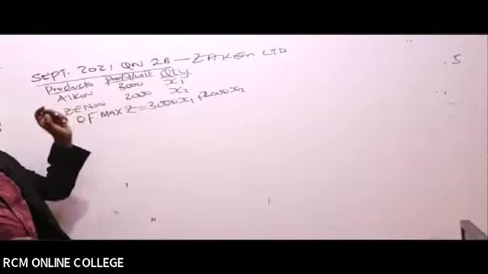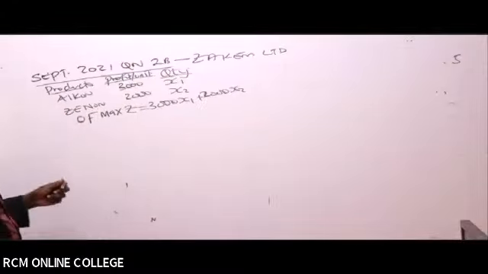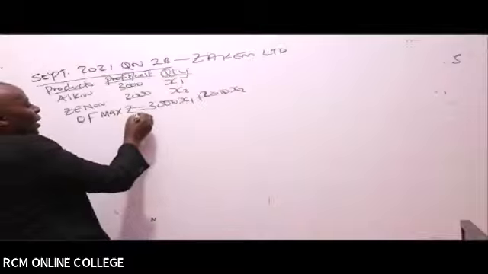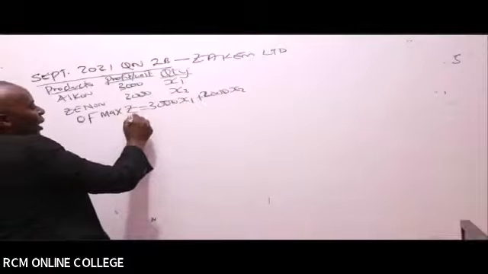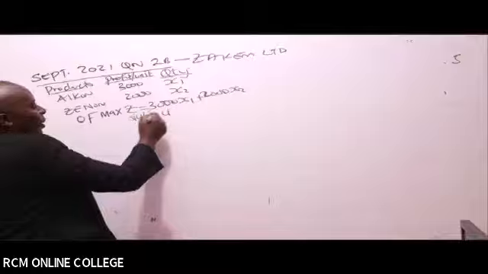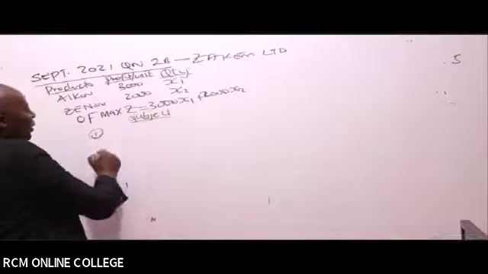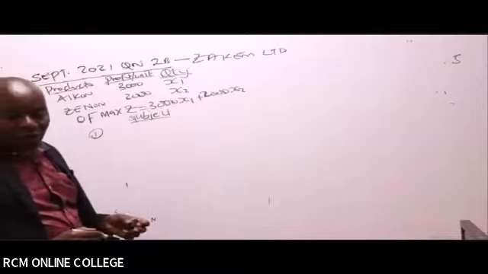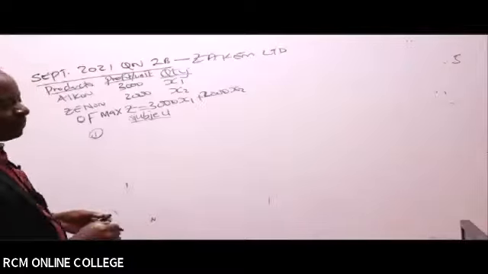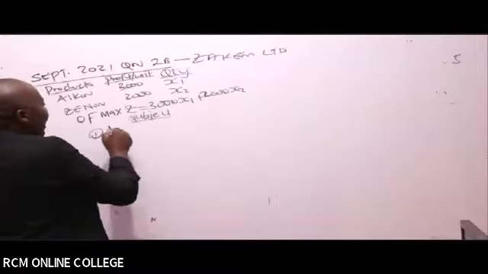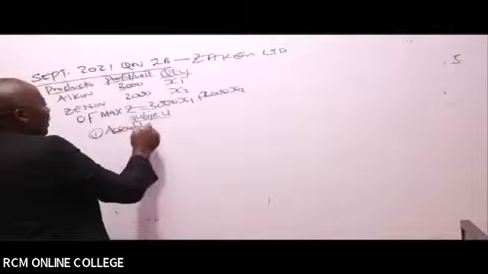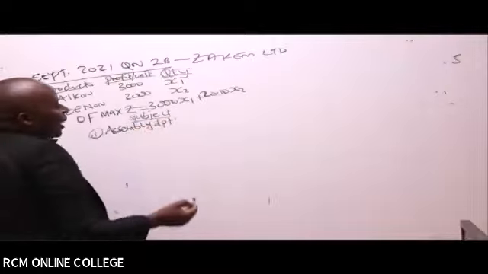Remember, this given here is profit per unit. Then we come and write our constraints. So we have subject to. The first constraint is the department known as the assembly department. So for the assembly department, we can see the hours.